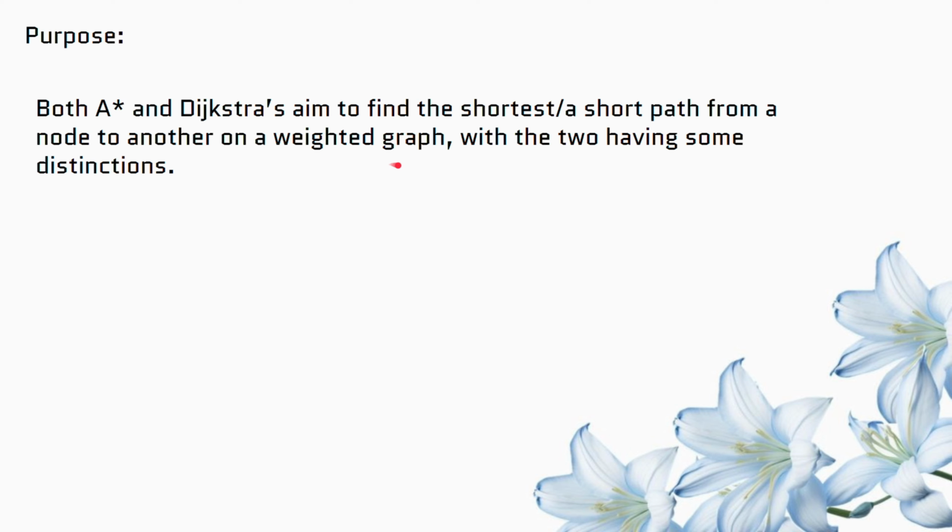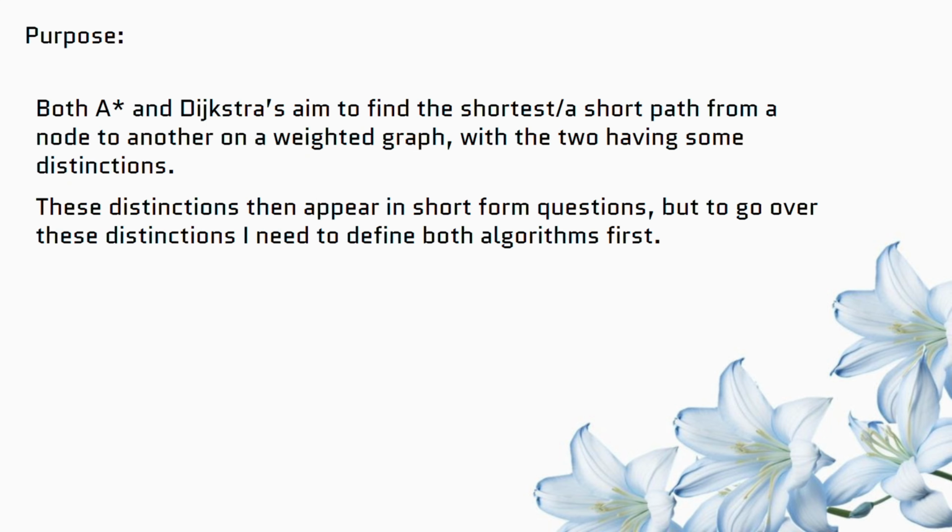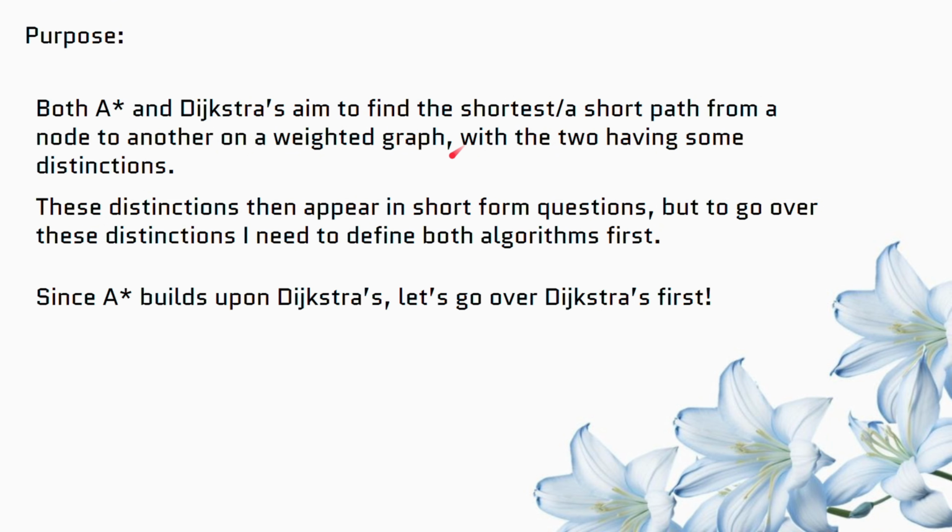So both A-star and Dijkstra's aim to find the shortest / a short path. This ties into A-star, but for Dijkstra's, just consider the shortest. It finds the shortest path from a node to another on a weighted graph, with the two having some distinctions, right? They're not exactly the same, and there's some comparisons we'll make when we're answering different exam questions. So these distinctions appear in short form questions, but to go over them, you need to define both algorithms first. So A-star is a heuristic algorithm which builds upon Dijkstra's, which I will talk about later.